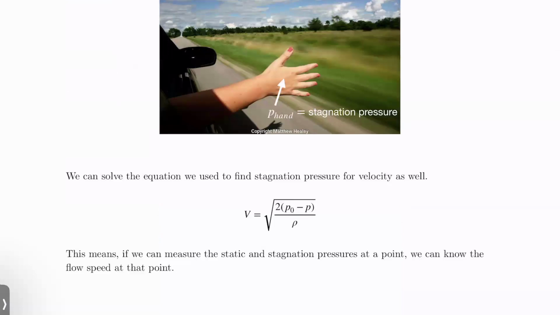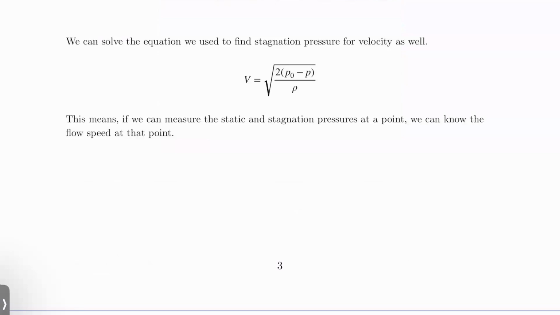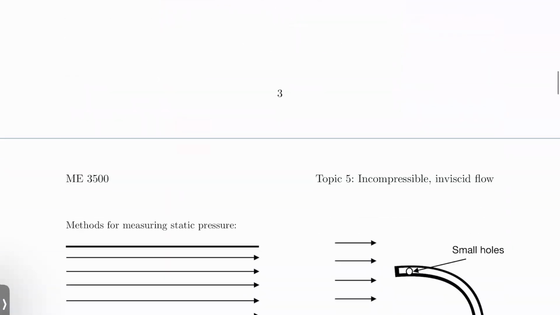Okay, so that equation that we had before that relates stagnation, dynamic, and static pressure together, we can solve that equation for velocity as well, obviously. It looks like that. So that means that if we can measure the static and stagnation pressures at a point, then we can also know the flow speed at that point. This might seem like arbitrary algebra, but this is actually the basis for a piece of equipment called a pitot-static tube that I'm going to talk about in just a second.